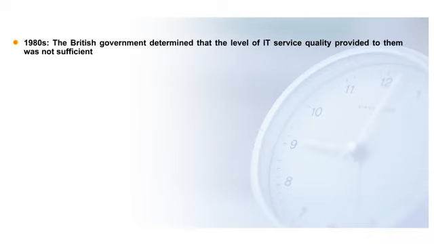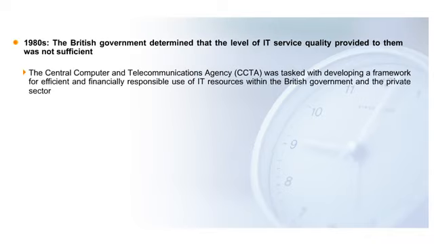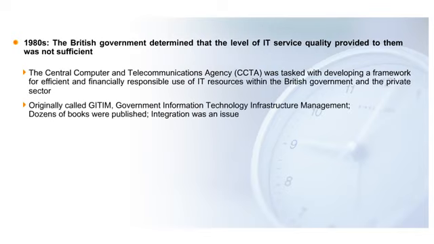The Central Computer and Telecommunications Agency, CCTA, were tasked with developing a framework for efficient and financially responsible use of IT resources within the British government and the private sector. The collection of these practices was originally called GITIM, Government Information Technology Infrastructure Management. Dozens of books were published, but later it was realized that this collection needed integration.